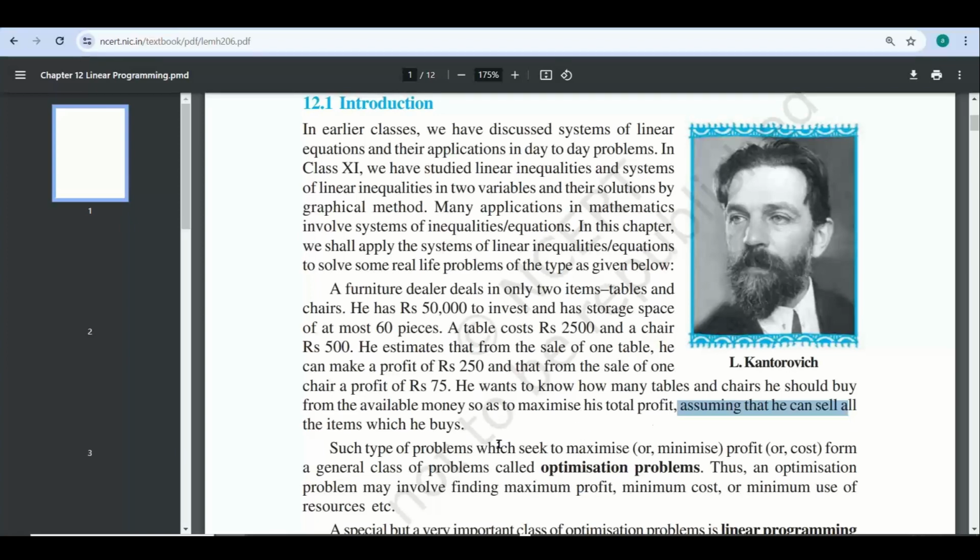In the question, they are asking us to solve an optimization problem: maximize the profit using this budget and the space here. That is what we are going to solve using the linear programming method, or a linear programming problem.